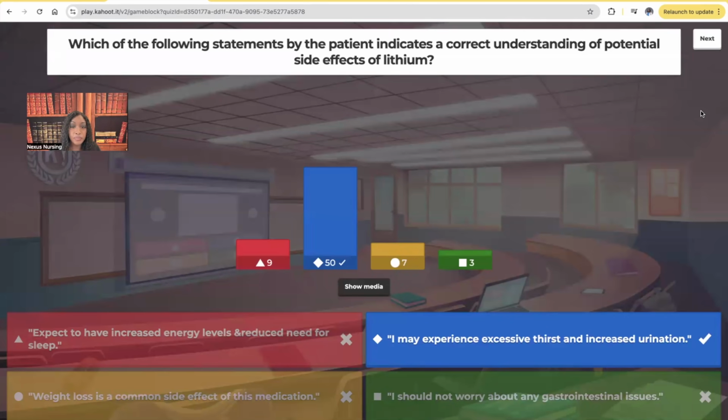Very good. I may experience excessive thirst and urination. Excessive thirst, that's polydipsia. Increased urination, that's polyuria. Those are side effects that you have to teach that patient about.